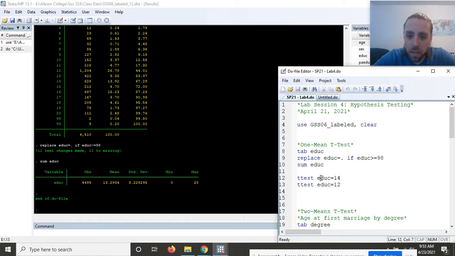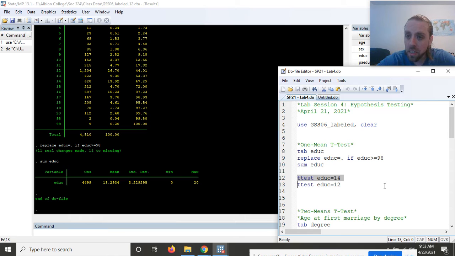So let's go to this next command here. The way we do a t-test for one mean is very simple. We just type ttest. Nothing more complicated than that. And so what you see here, this says ttest educ equals 14. What that is doing is it's doing a t-test of the sample mean you actually calculated, which here is 13.29. And it's going to do a t-test between that and the predetermined value I just created of 14.